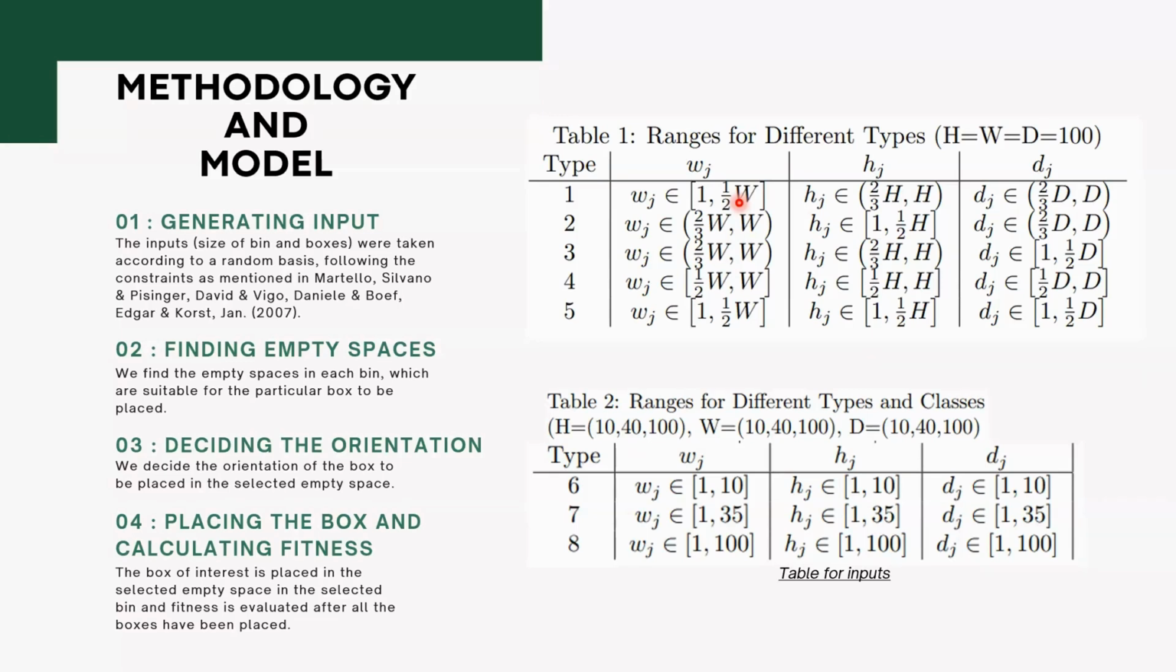Third is deciding the orientation. Once we find an empty space, we need to find the orientation with which we need to fit the box into the bin. That is the third step. And fourth is placing the box and calculating the fitness. That is the basic step in any algorithm, that is to find an initial output and validate its solution or the accuracy using a cost function, which directly gives us a fitness value.